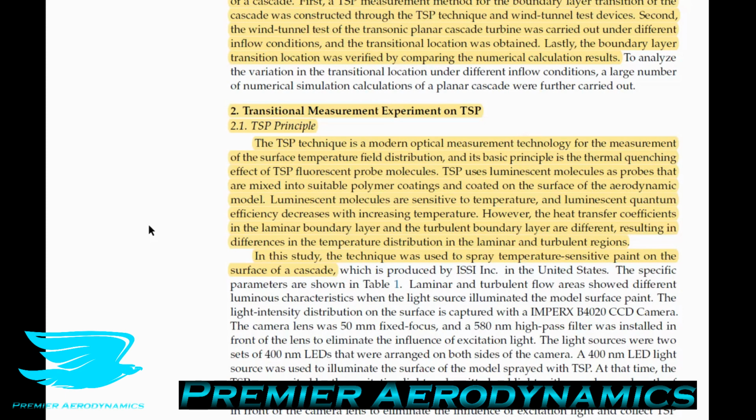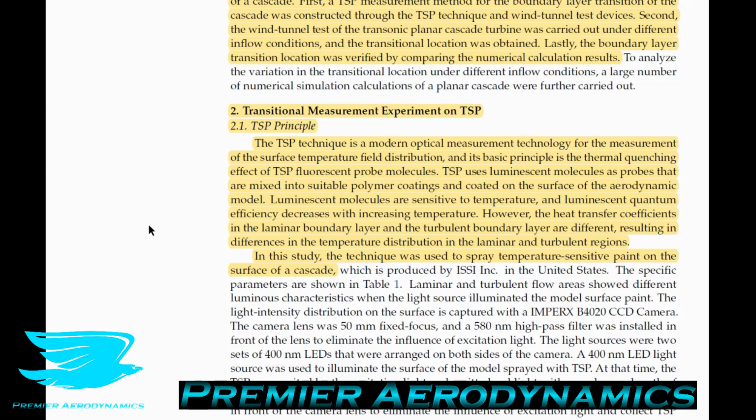However, the heat transfer coefficients of the laminar boundary layer and the turbulent boundary layers are different. I won't tell you exactly how yet, but we'll get into it. So this results in the difference in temperature distributions in the laminar and turbulent regions. To determine where the transition is, you can just look at how the temperature has changed, and then you can see, okay, that line there is where we've transitioned to turbulence instead of laminar, or we can see, okay, this region is where we are transitioning, and then finally we're getting into turbulence. And we'll see some pretty cool pictures later.